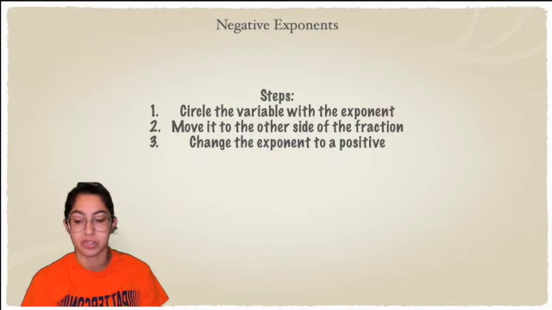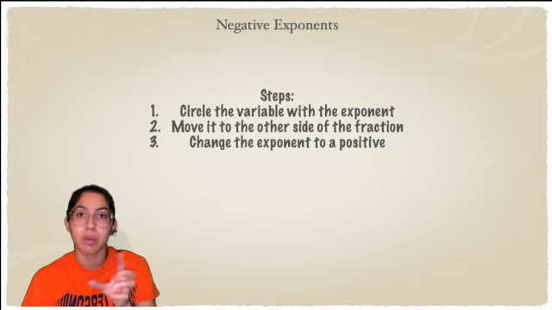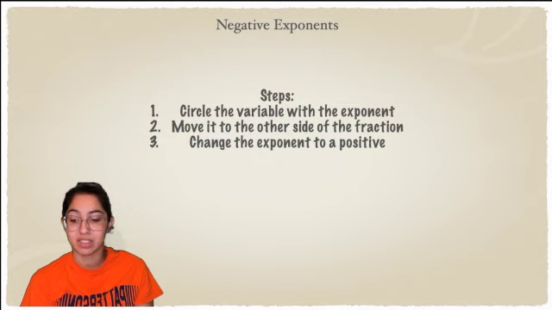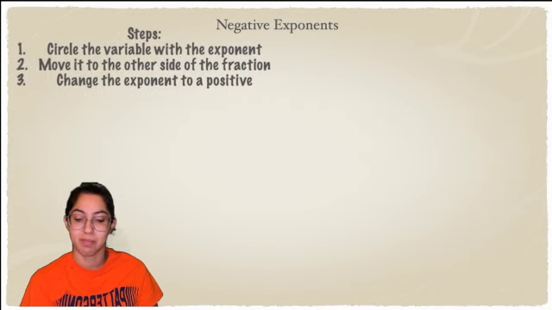So negative exponents. Here are your rules or steps. Circle the variable with the exponent or the number with the exponent, and then you're actually going to move it to the other side of the fraction and change the exponent to a positive. I will tell you more what that means in a second.